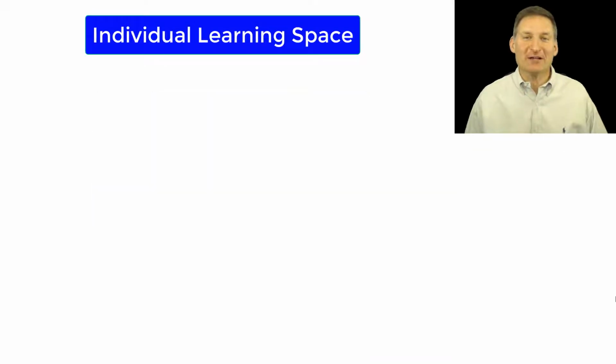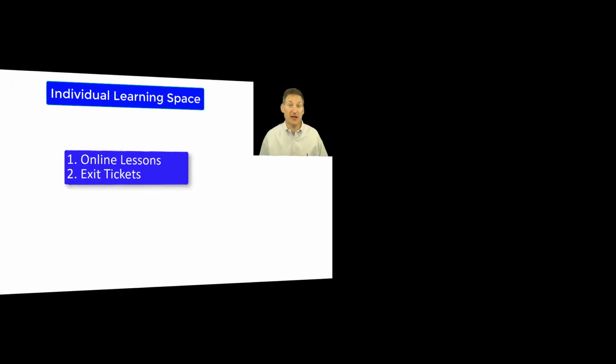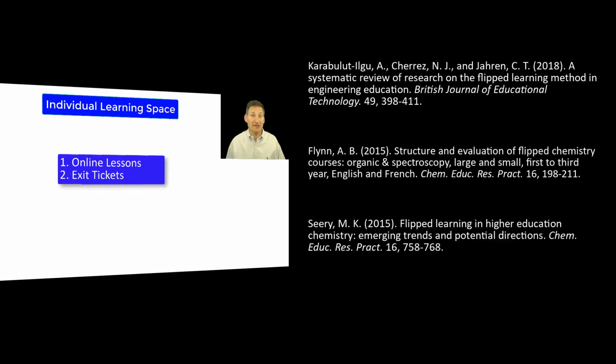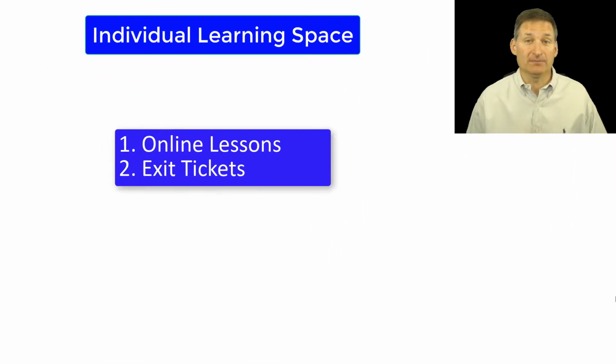So, before coming to class each day, in their individual learning space, students should have completed one, the prior night's lesson or lessons, and two, the corresponding exit tickets. The total amount of time spent should be in the 30 to 40 minute range. It's worth noting that I developed all the materials for the course in a manner that has been demonstrated as successful in the science education literature for flipped classes in engineering, advanced chemistry classes, and even general chemistry, a class very much like this one.